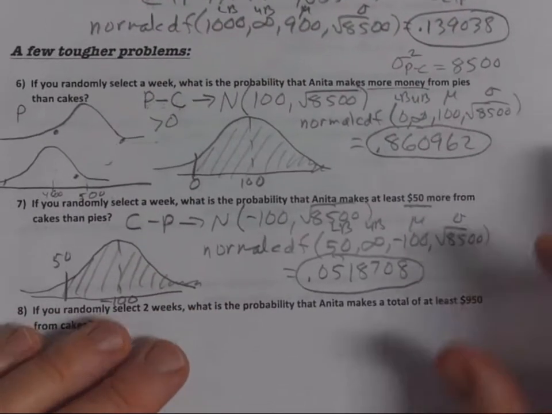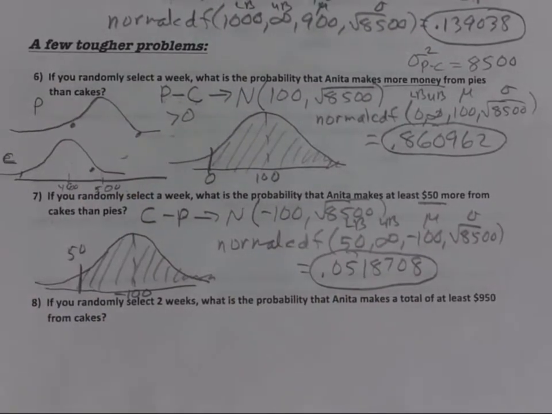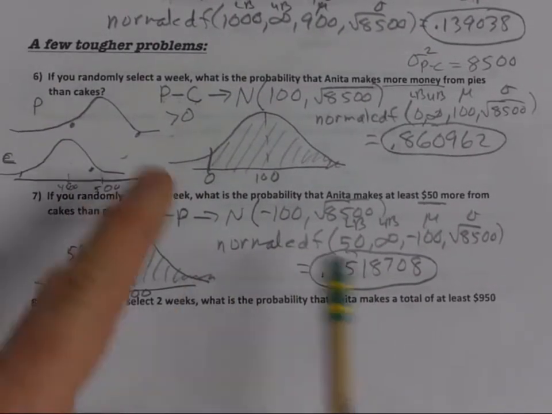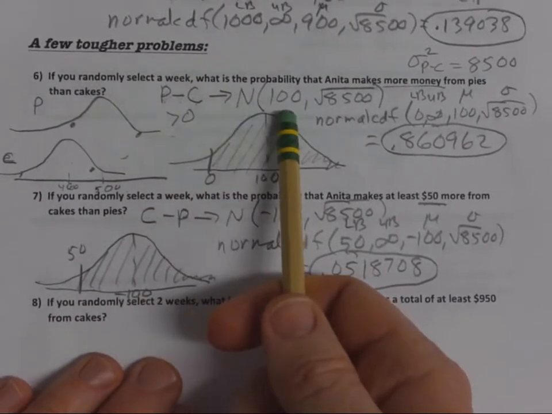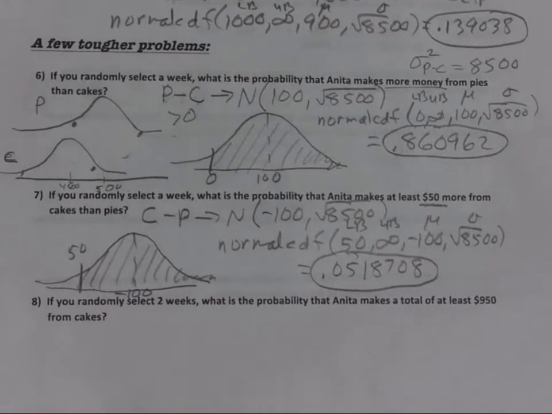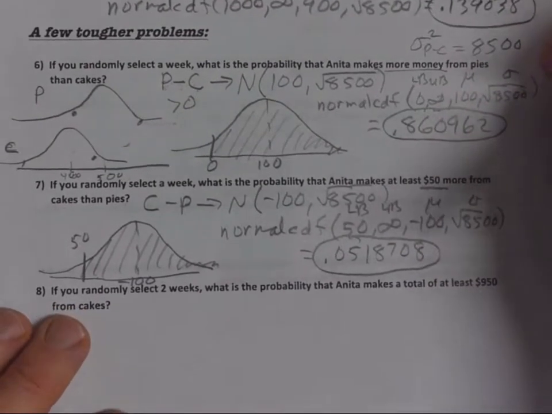But anyway, now both of these problems you could have subtracted the other way and gone with sort of a vice versa sort of reasoning. If you'd said cakes minus pies here, it'd be negative 100, and it would have kind of flipped the problem. So anyway, and then is this.